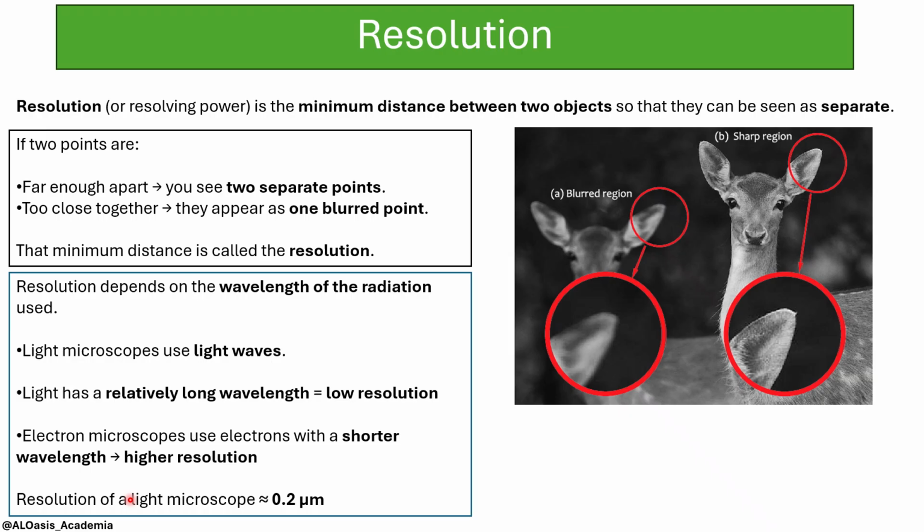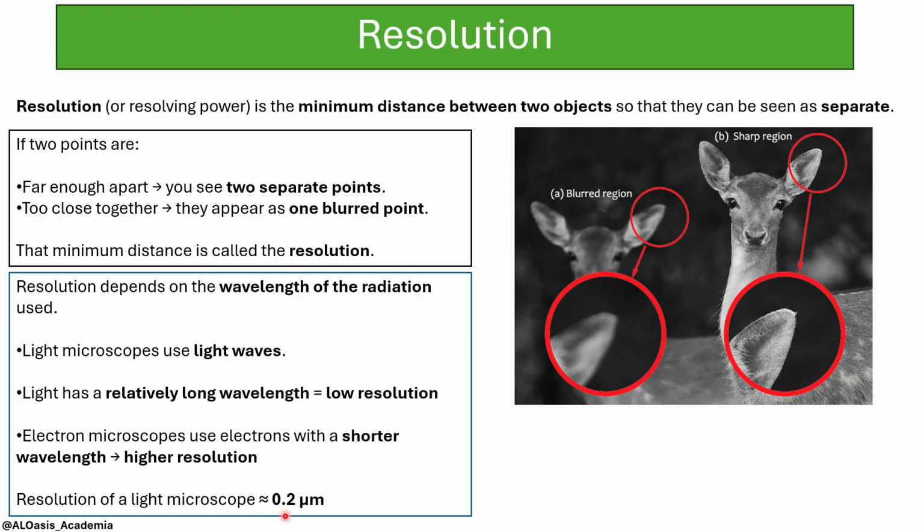When it comes to the light microscope, the resolution is 0.2 micrometers, and that means if the distance between any two points is smaller than 0.2 micrometers, you will see them as just one blurred point. Okay, that's a very important point. That's very important information. It might be examined on the paper, or maybe asked in some practical exams. So just understand that for the light microscope, the limit is 0.2 micrometers.